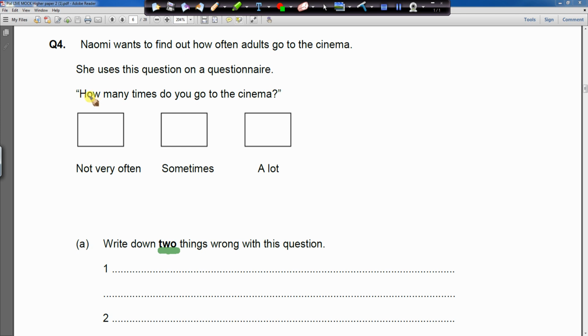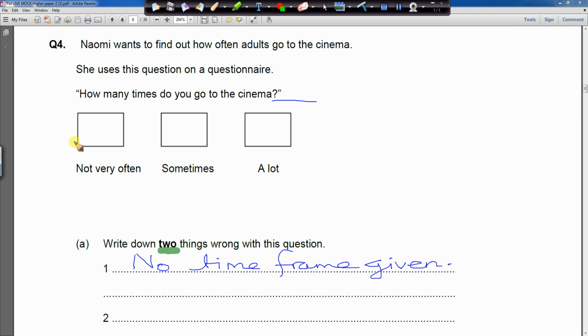Okay. Now the first thing I heard, how many times do you go to the cinema, is the bit that's missing. How many times do you go to the cinema every month? So we have no time frame in the question. So we're not talking about is it per week, per month, per year. And that will do as an answer for that part.